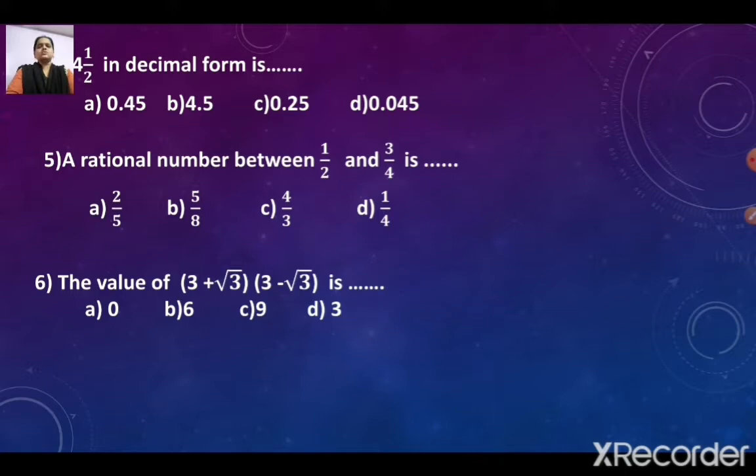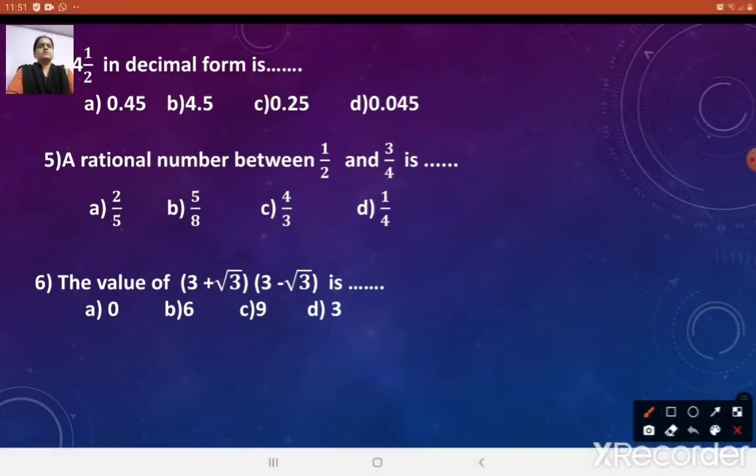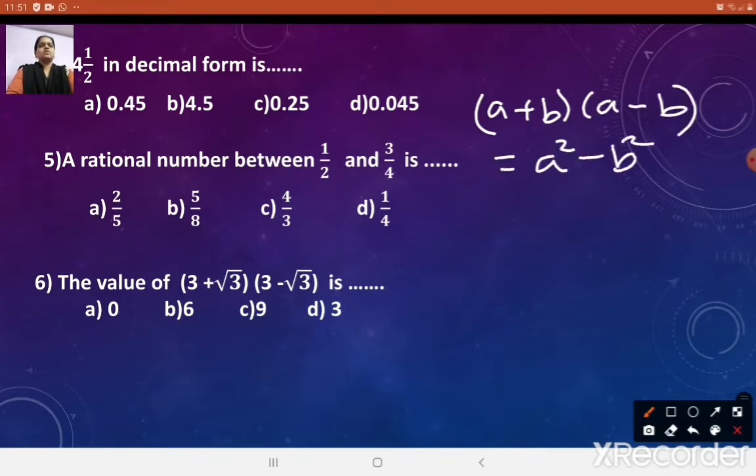Now the next one, question number 6. 3 plus root 3 into 3 minus root 3. Do you know which identity formula we have to apply here? Yes, a plus b into a minus b. So what is the formula? a plus b into a minus b is a square minus b square. So according to that, it will become 3 plus root 3 into 3 minus root 3. The first term squared: 3 square minus root 3 square.